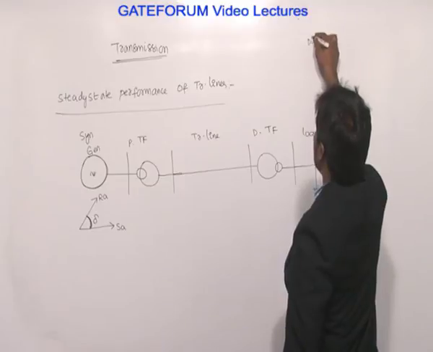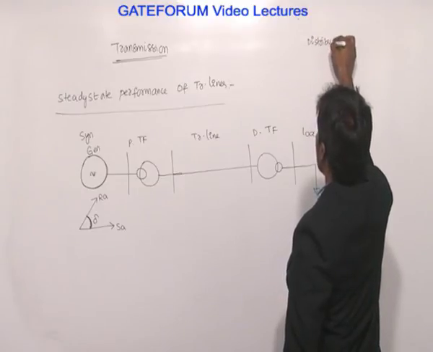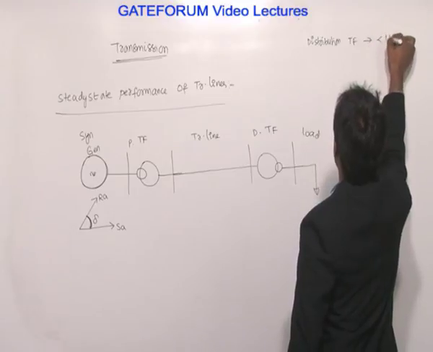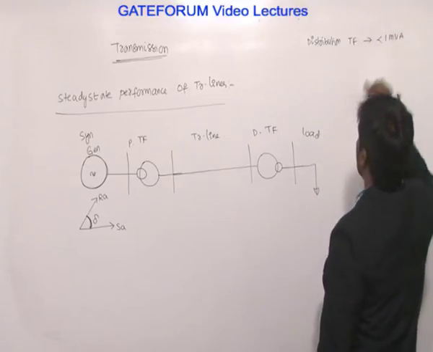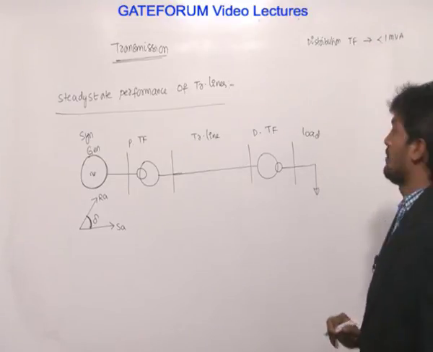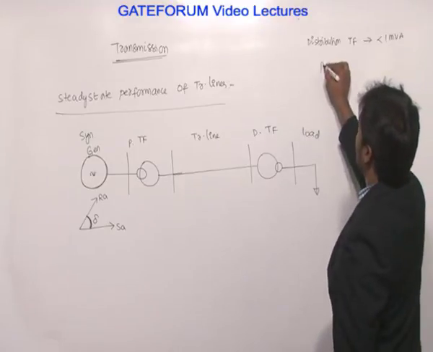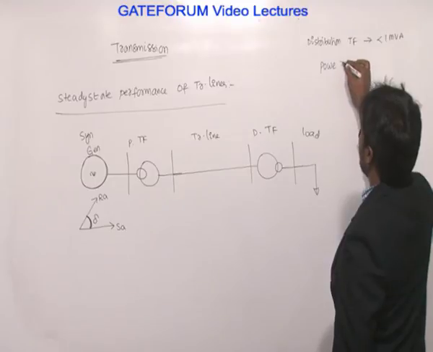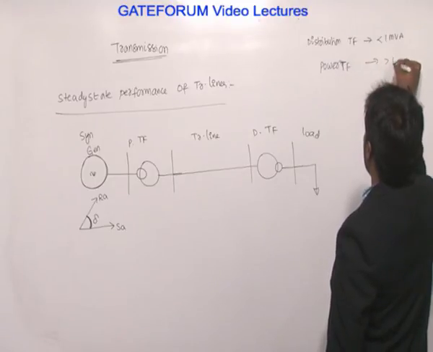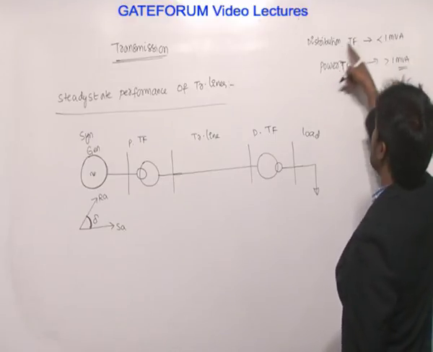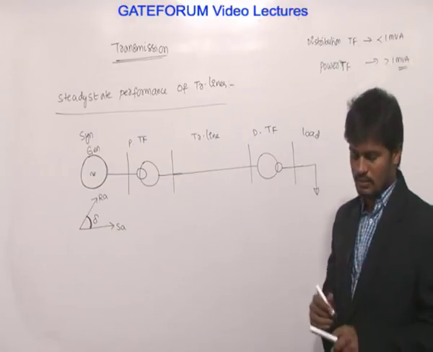The main difference between distribution transformer and power transformer is, in distribution transformer rating is less than 1 MVA. MVA is nothing but capacity. If rating is less than 1 MVA, the transformer is called as distribution transformer. Now if rating is more than 1 MVA, that is called as power transformer.